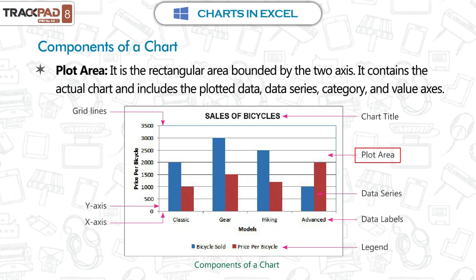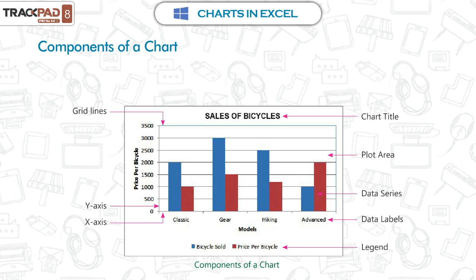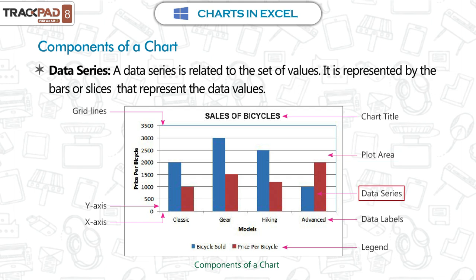Plot area. It is the rectangular area bounded by the two axes. It contains the actual chart and includes the plotted data, data series, category, and value axis. Data series. A data series is related to the set of values. It is represented by the bars or slices that represent the data values.